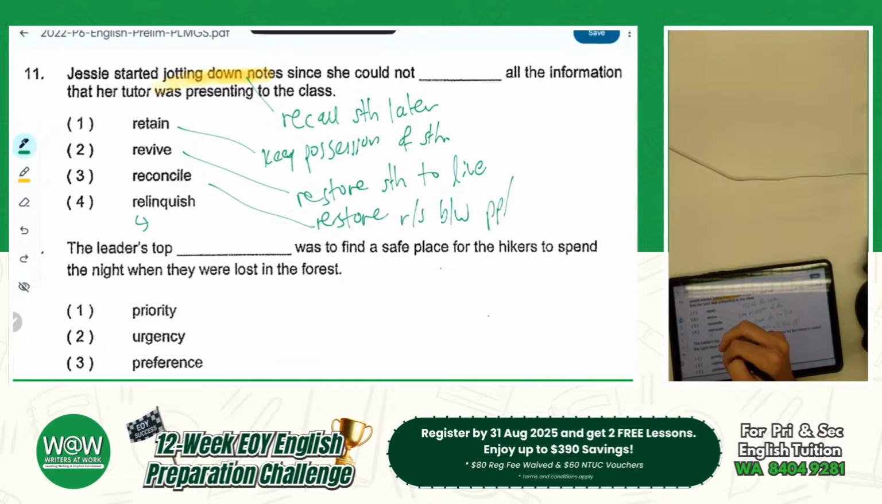And relinquish means that you give up the role. So for example, your class monitor relinquished his position. That means he's no longer the class monitor. All right. So because you want to recall something later, you need to make sure you have the information with you at the current moment. So the closest answer is number 1. She could not retain the information. Okay.